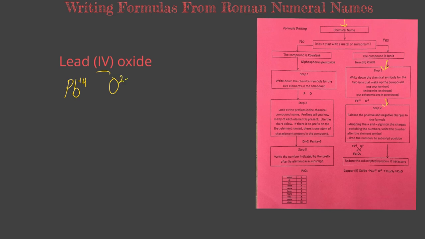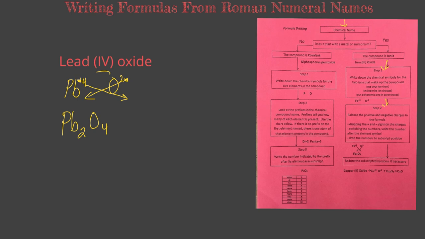Now I'm here at step 2, and I'm doing the swap and drop again, where I get rid of the charges. Remember, you never write charges on subscripts. They only belong on the superscripts, where that 2 is going to go down there, to lead. So Pb2, this 4 from lead goes down to oxygen, O4.